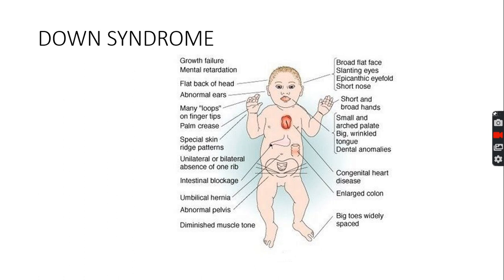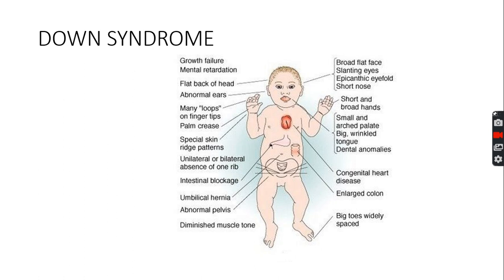Intestinal blockage, known as intestinal obstruction, may be present as a result of usually an enlarged colon and inherited aganglionogenesis, which is more or less where you have absence of the ganglions in the terminal end of the intestine. So we also have umbilical hernias. You can have abnormal pelvis, diminished muscle tone as well. Generally, they are hypotonic. They may also have a broad flat face, slanting eyes, an epicanthic eye fold, and a short, broad nose. Characteristic features of Down syndrome.